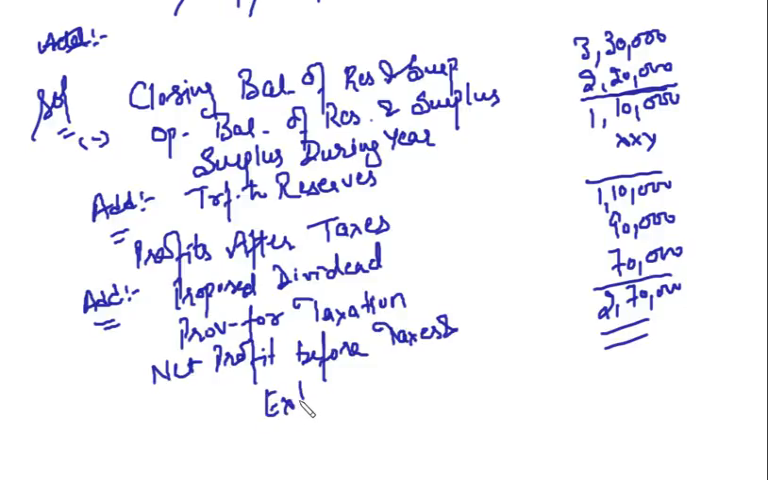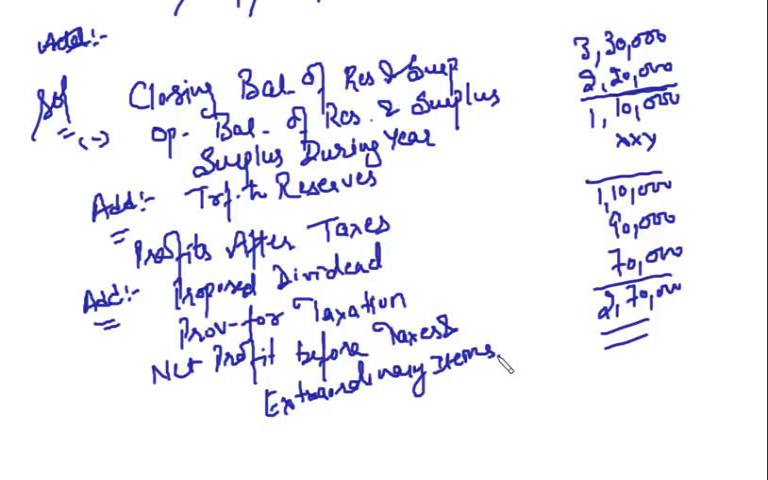And extraordinary items. Clear? So this is how we are going to calculate the net profit before taxes and extraordinary items.